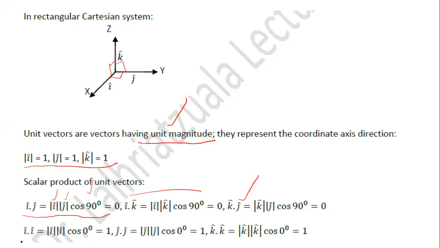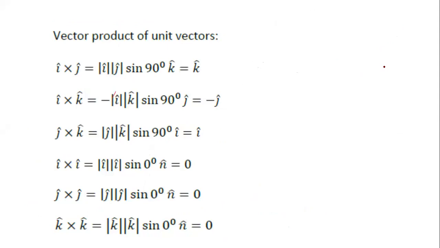But when you take a dot product of a unit vector with the unit vector itself, then you see that the magnitude of unit vector i is 1, and the cosine of the angle between them will be 0. Cos 0 is 1. So therefore i dot i will be 1, and similarly you will see that j dot j is 1, k dot k is 1. So again, this is just a revision of what you already know.